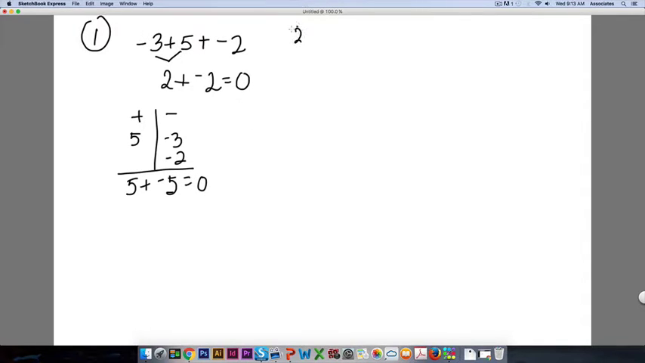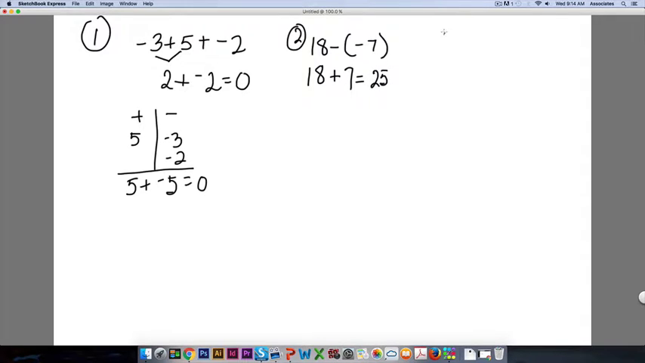Number 2 said to take 18 minus -7. In math, we don't really subtract. We always add the opposite. So we're going to keep the first number the same. We're going to change subtraction to addition, and we're going to keep the opposite of this number. The opposite of -7 is +7. Now we have a simple problem from arithmetic. 18 plus 7 is 25, and we get our answer.